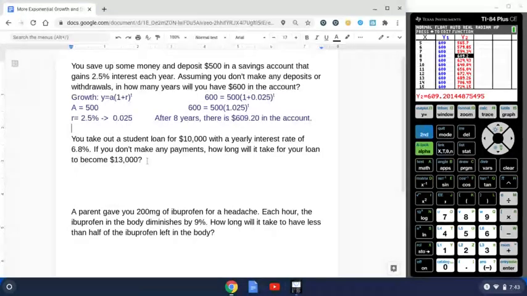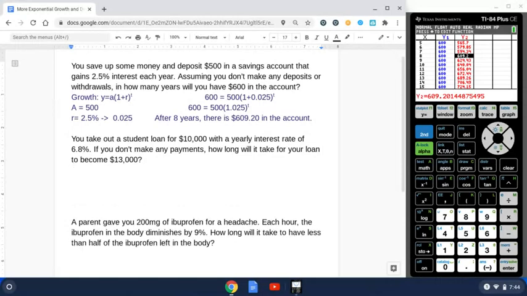Also, typically when you're in college, you're not required to make payments as long as you're still in school. It's once you graduate that you're required to start making payments. So that's why we're just seeing how long it'll take, and also why I put if you don't make any payments. You can make payments while you're in school, but typically it's not required. Every loan is different though. So if you take out a loan for college, make sure you know the rules on your loan.